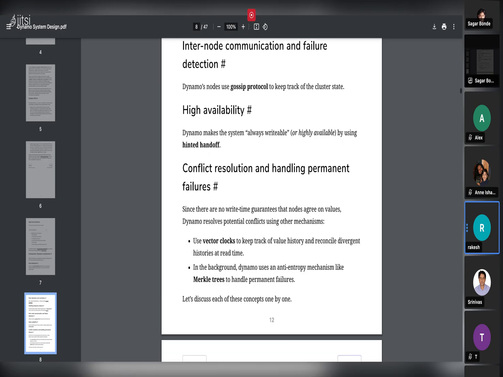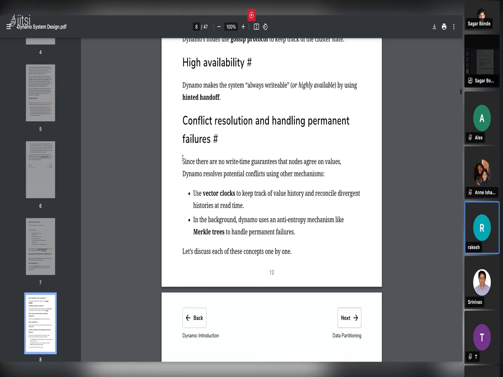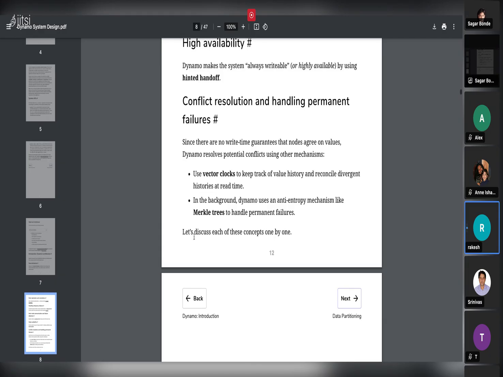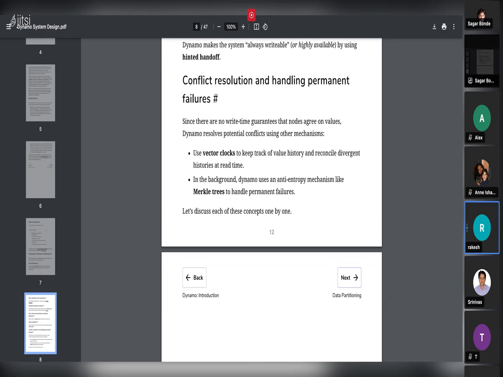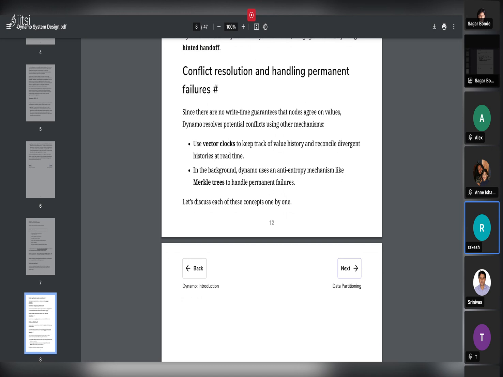Conflict resolution and handling permanent failure. Since there are no write-time guarantees that nodes agree on the values, Dynamo resolves potential conflicts using other mechanisms. First, use vector clocks to keep a history of values and reconcile divergent histories at read time. Second, in the background, Dynamo uses an anti-entropy mechanism like Merkle trees to handle permanent failure.